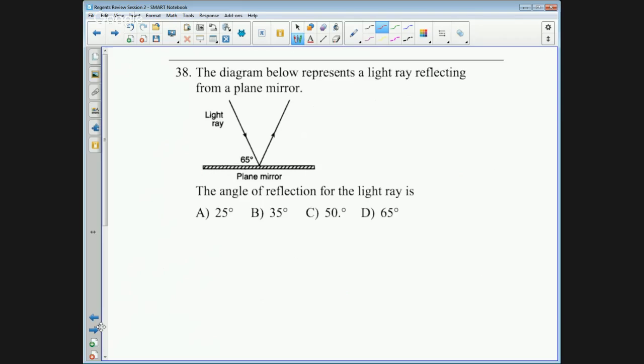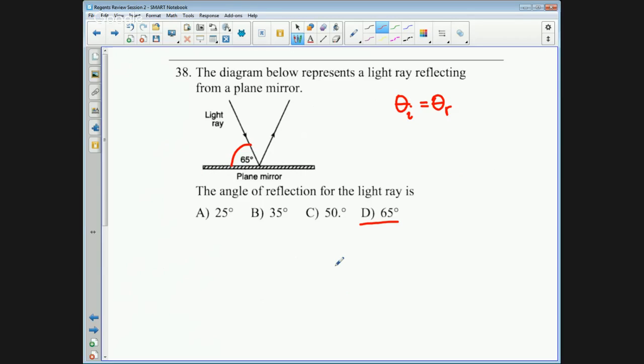Number 38. The diagram below represents a light ray reflecting from a plane mirror. The angle of reflection for the light ray is blank. Okay, this is a very tough question actually, because it gives you the angle here, 65 degrees. And in the reference table, you have angle of incidence equals angle of reflection. So just by looking at the 65 degrees, you automatically think that the answer was D, right? No, wrong. This is not the correct answer. 65 degrees is not the correct answer.